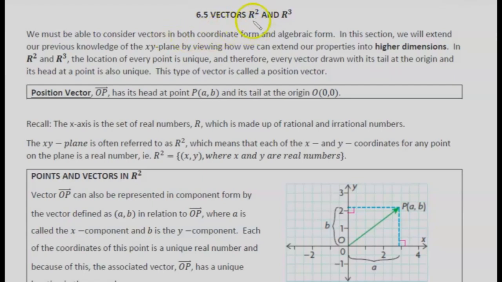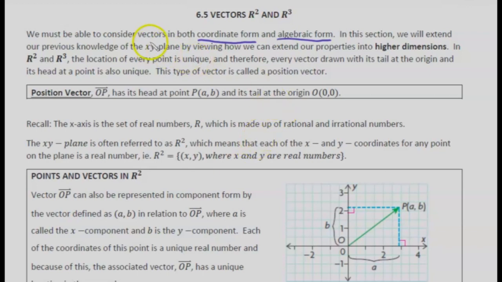6.5, vectors in R squared and R cubed. So we must be able to consider vectors in both coordinate form and algebraic form. Okay, so this is what we're going to be focusing on. In this section, we will extend our previous knowledge of the xy plane.